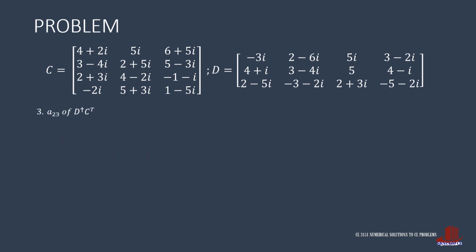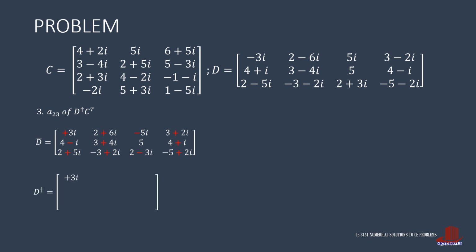The third requirement includes the product of the conjugate of matrix D with the transpose of matrix C. Starting with matrix D, we can take the conjugate by working on its conjugate first. D bar is just flipping the signs of the imaginary numbers, and only those with i. Next is to take the transpose of D bar, making the matrix size into 4 by 3.